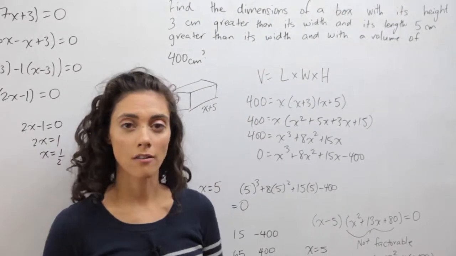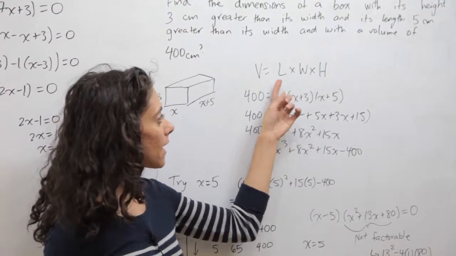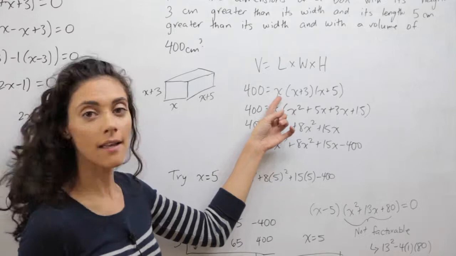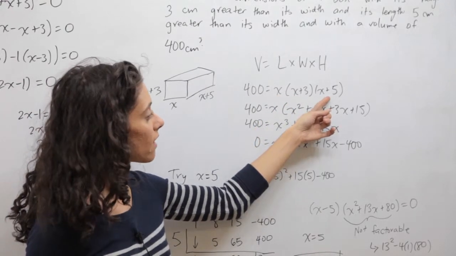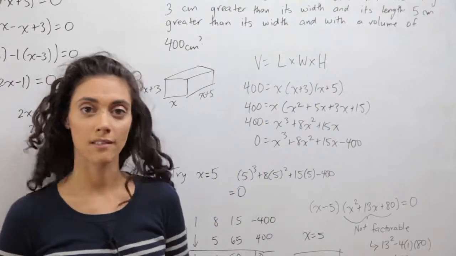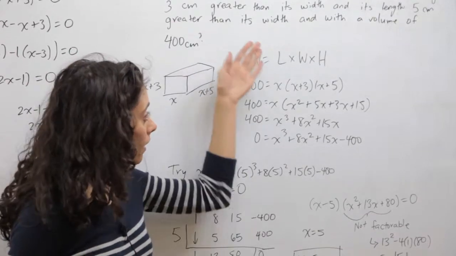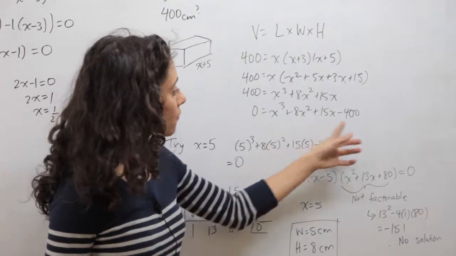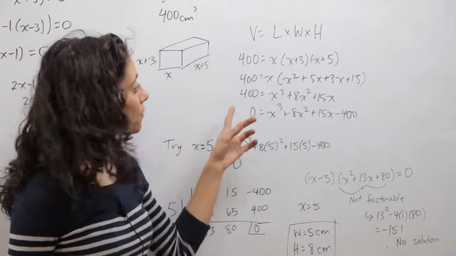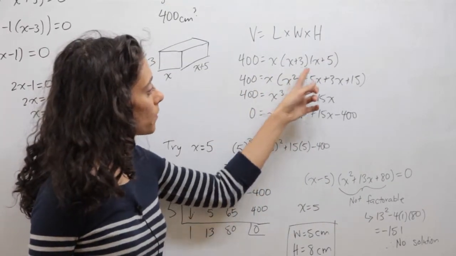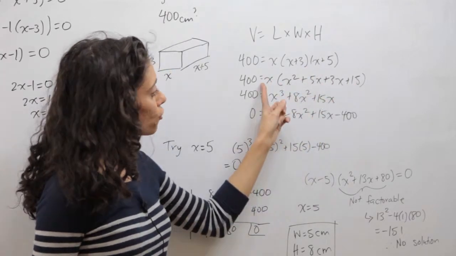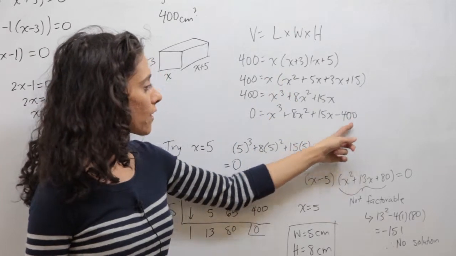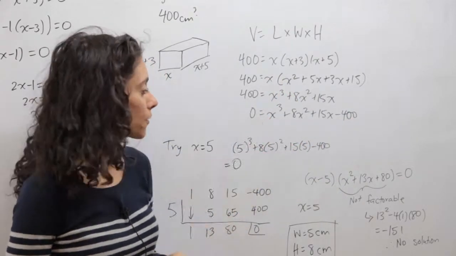Remember that the volume of a box, or a rectangular prism, is given by length times width times height. I know all these things. I have an expression for length, an expression for width, an expression for height, and I set that equal to 400 because I want it to equal 400. Next, we just have to distribute this all out and get it in standard form, with the polynomial on one side of the equal sign and 0 on the other. Multiplying these binomials, I got this. Distributing in that x, I got this, and lastly, bring the 400 over so that all the terms are on one side and equal to 0.